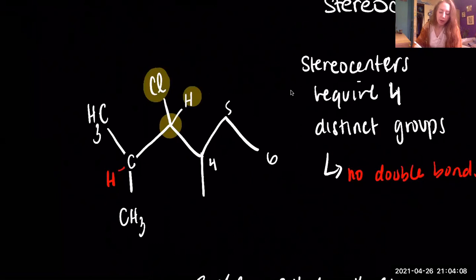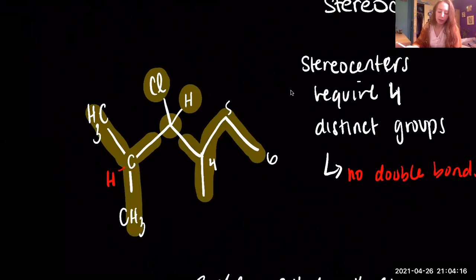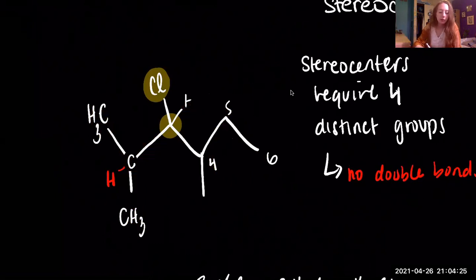So that's another component. Then there's an isopropyl group. And here we have a sec-butyl group. Those are 4 distinct components that are connected to this carbon here.